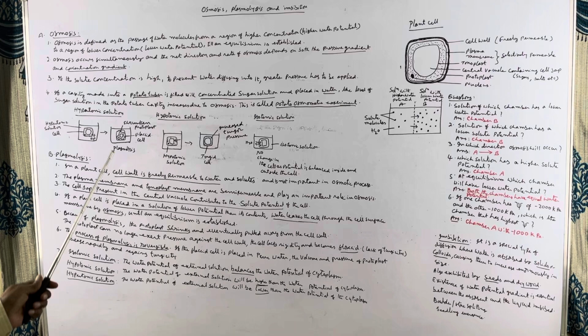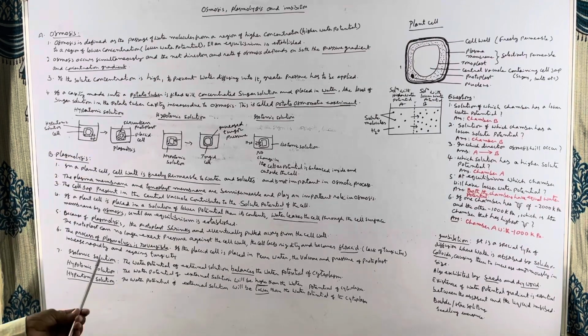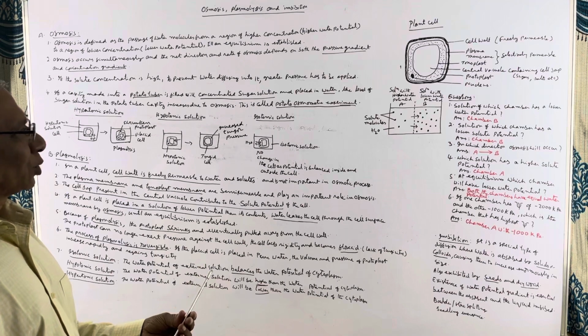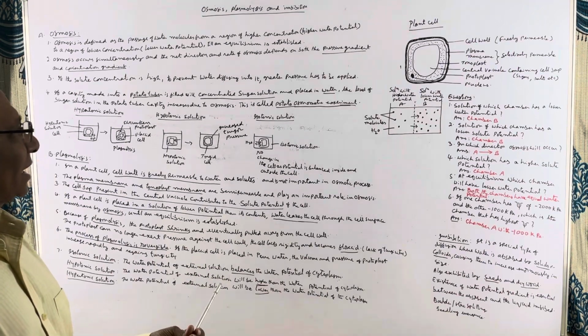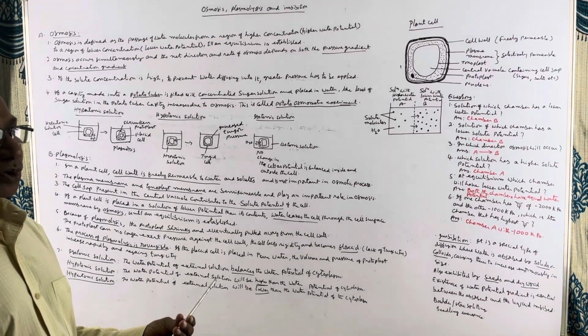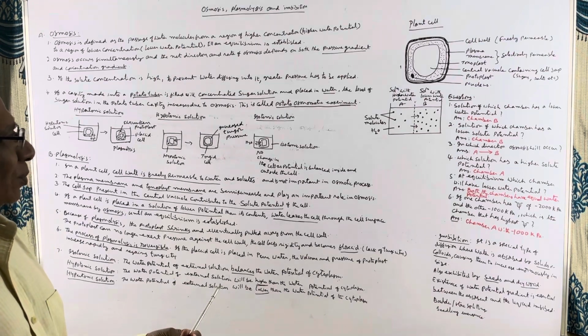Osmosis is defined as the passage of water molecules from a region of higher concentration, that is, from a region of higher water potential, to a region of lower concentration, that is, the region of lower water potential, till an equilibrium is established. So, if two solutions with different water potential are separated by a semi-permeable membrane, water molecules always move from a region of higher water potential to a region of lower water potential.